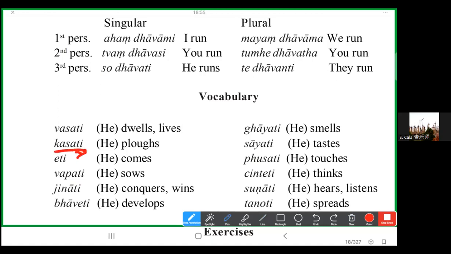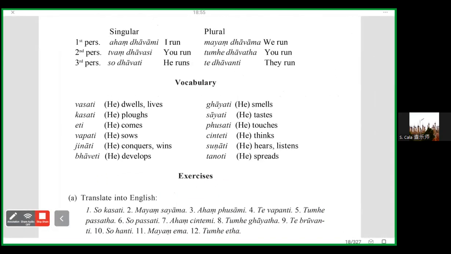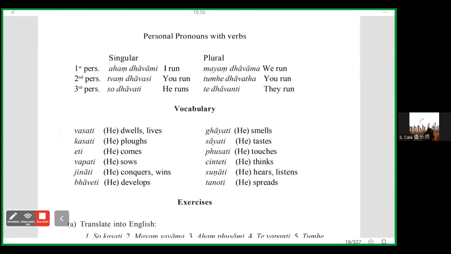So after reciting like this, kasati, kasanti, kasasi, kasata, kasami, kasama, then after I finish, I put the pronouns. So kasati, te kasanti, tuang kasasi, tumhe kasata, ahang kasami, mayang kasama. Right? Okay. So we finish this one; we call it conjugation in Pali.